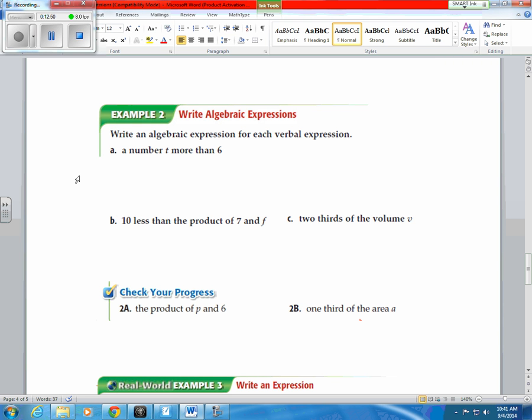A number t more than 6. Well, if I have something more than 6, I really have 6 plus something, 6 plus t. Most common mistake kids will make with this is because it says a number t more than. More than means I'm actually adding that number at the end.